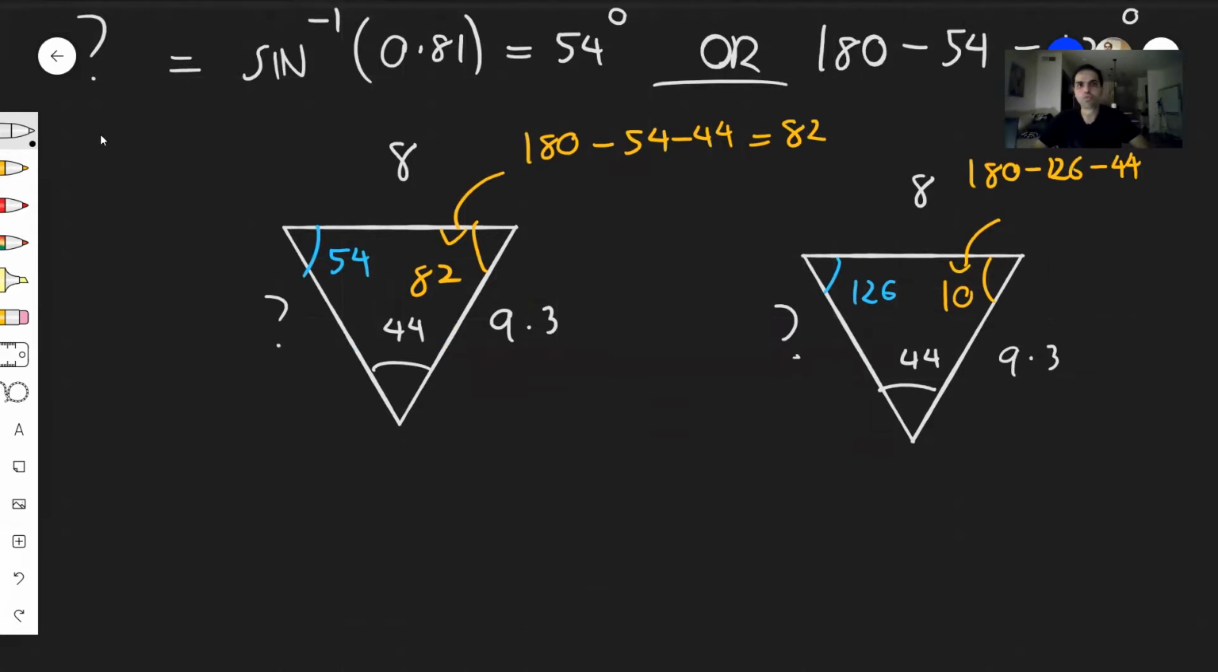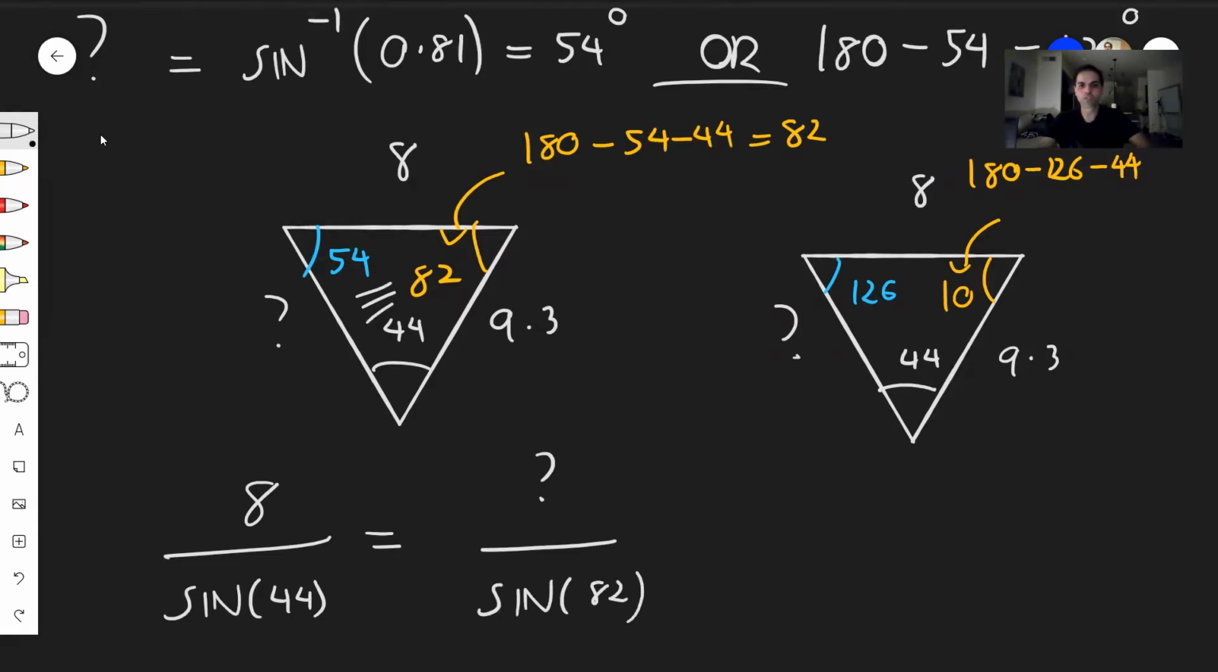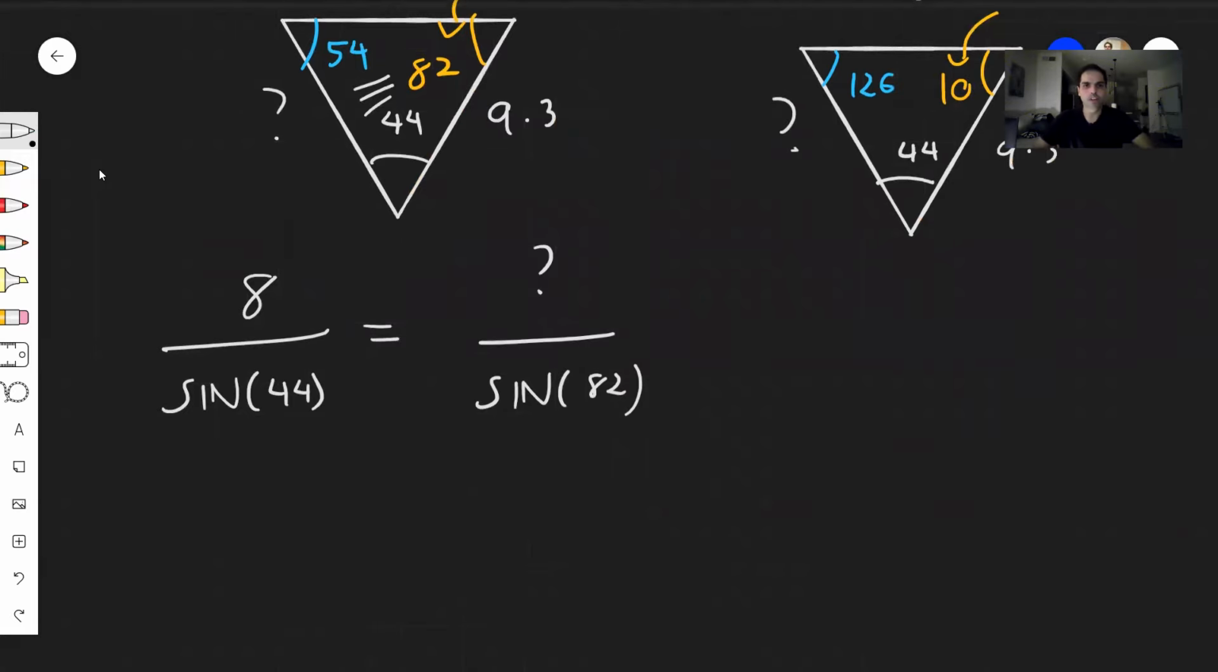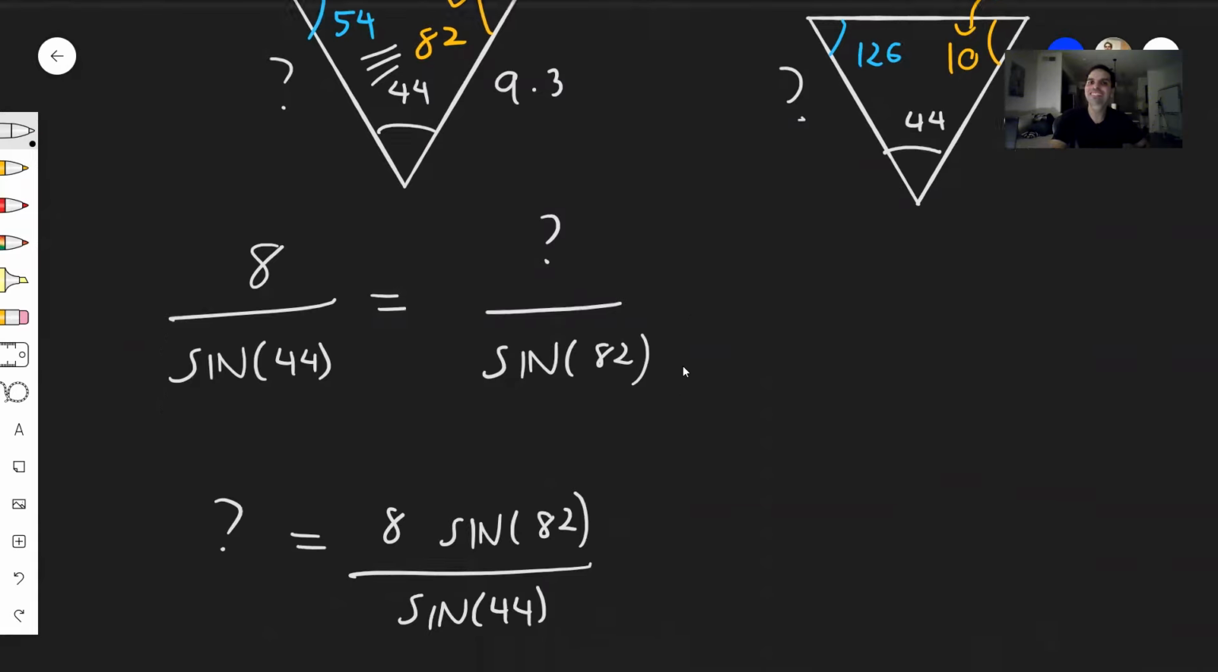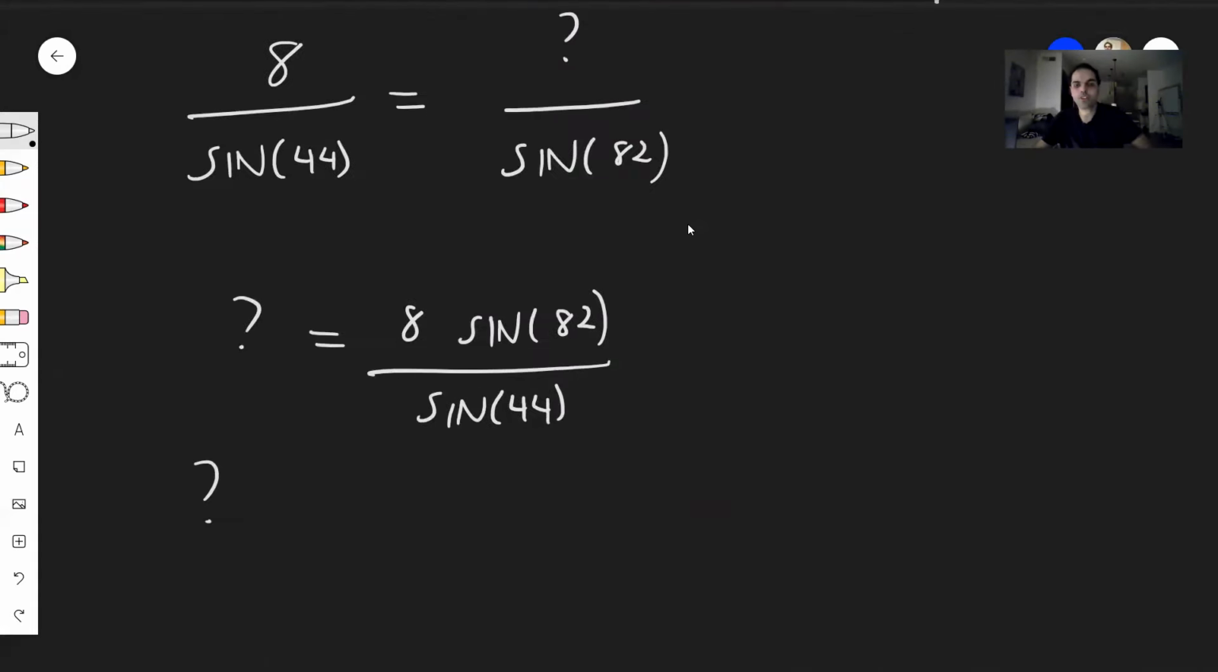So again, just choose the original one in case we made a mistake. Opposite over sine of the angle equals opposite over sine of the angle, because this angle is flashing this side. So question mark over sine of 82. So question mark becomes 8 sine of 82 over sine of 44. Okay, so question mark becomes roughly 11.4.